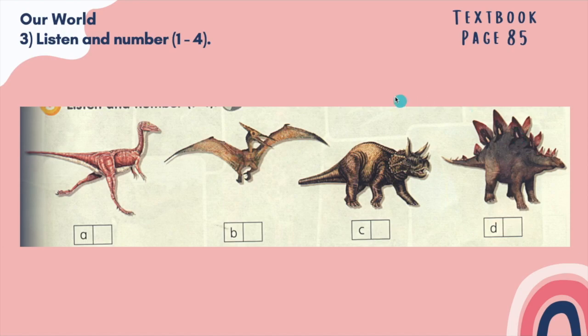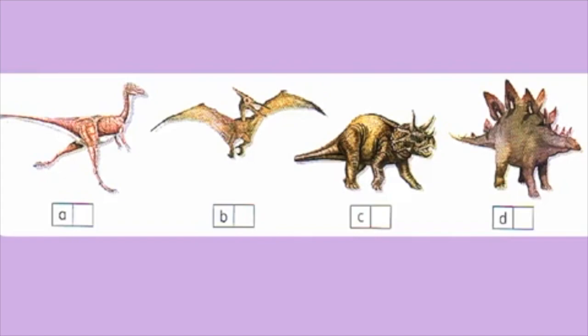Next, let's listen to an audio and then number 1 to 4. For this part, you just need to number the answer on the textbook, page 85. 3. Listen and number 1 to 4.